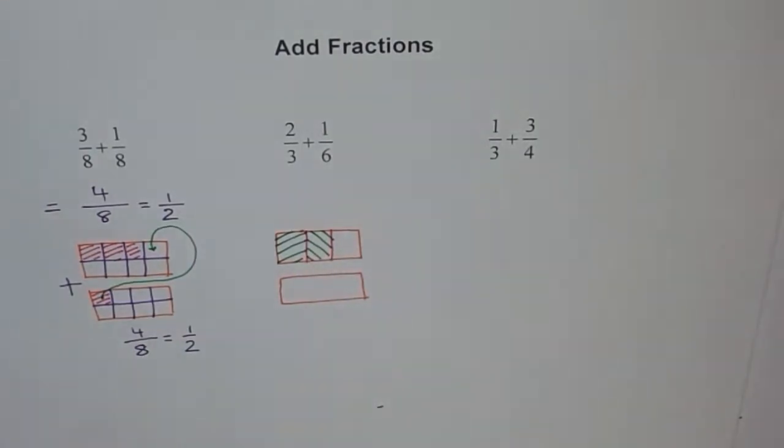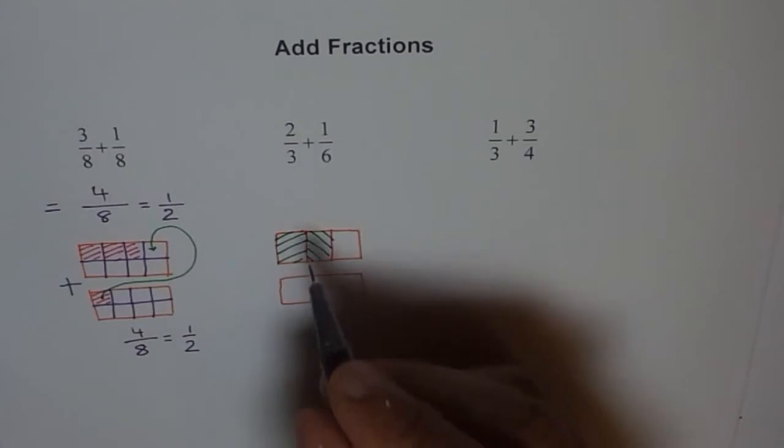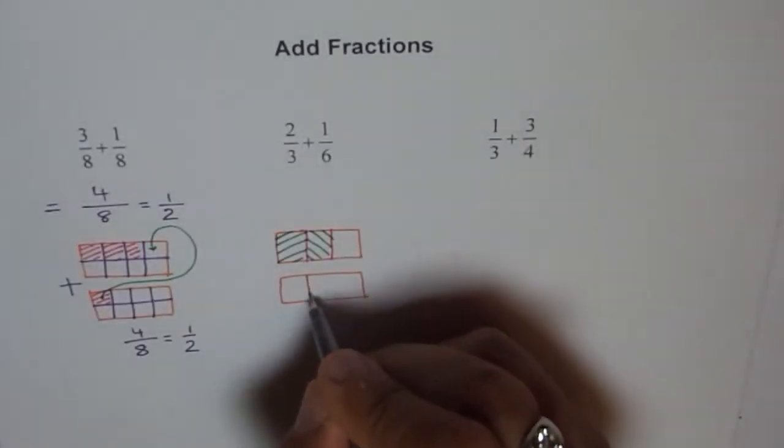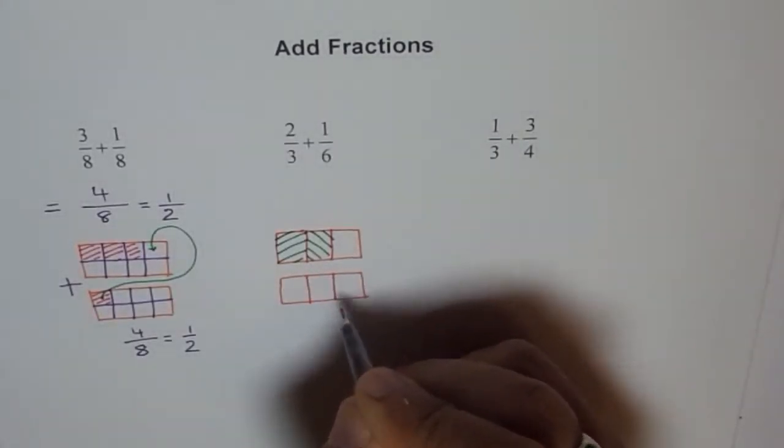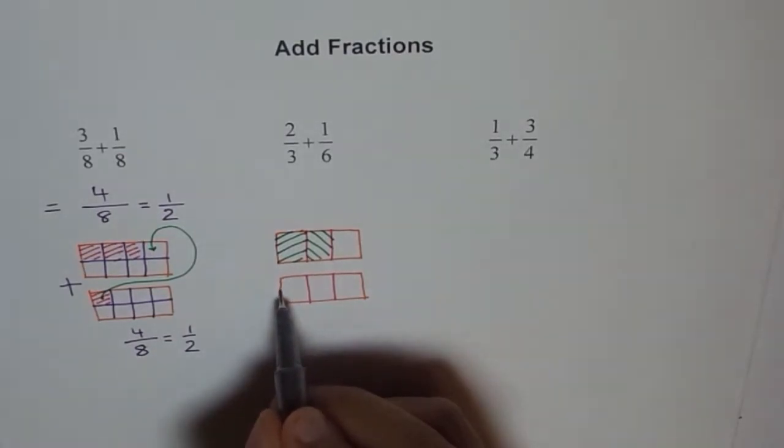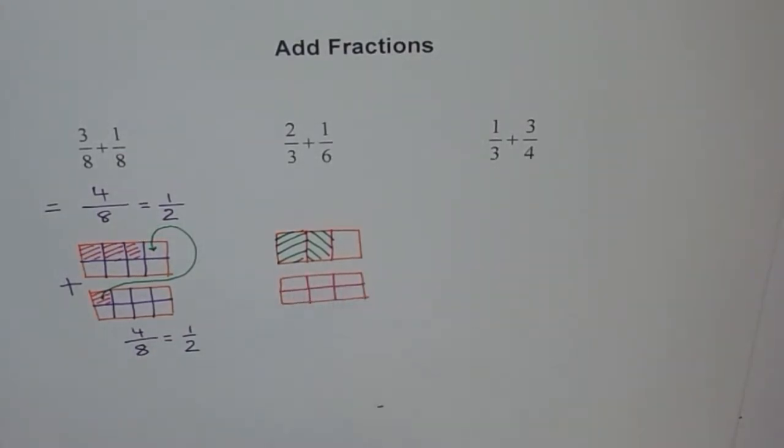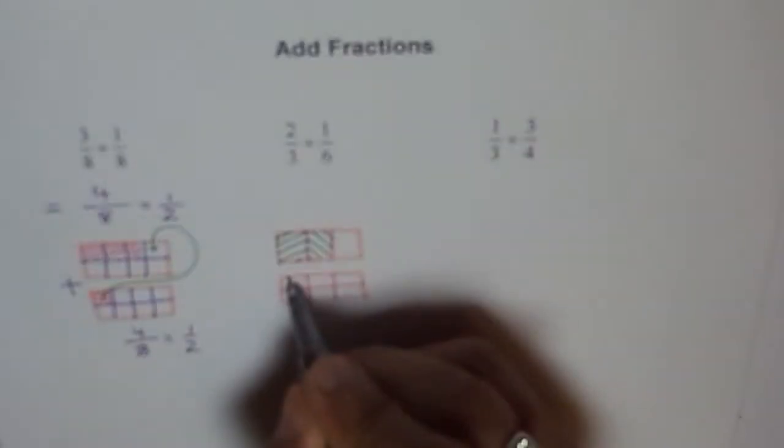Correct? So we got 2 out of 3. This is the first one. Now the second one, I have to divide it into 6 parts. Let's divide that into 6 parts. So here, first we divide into 3 like this, and then I can make half of like this. So I got 6 equal parts here, okay? And let's shade one of them.